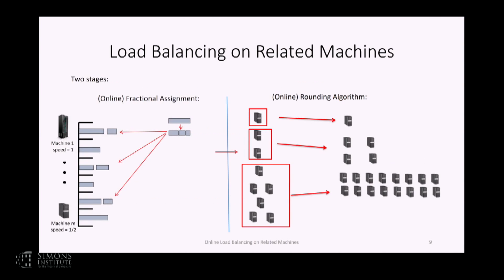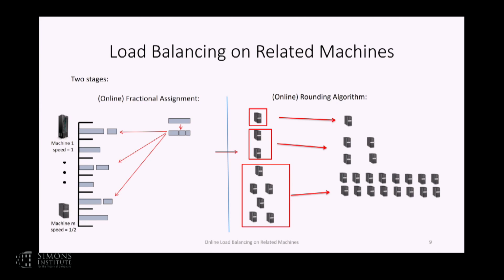Okay, so that's the plan then. My algorithm has 2 stages. Of course, it's an online algorithm, so these stages are interleaved, but logically there are 2 stages. I'll first get a fractional assignment. Think of the fractional assignment as assigning tiny epsilon fractions of my job, and then I'll round the fractional assignment.